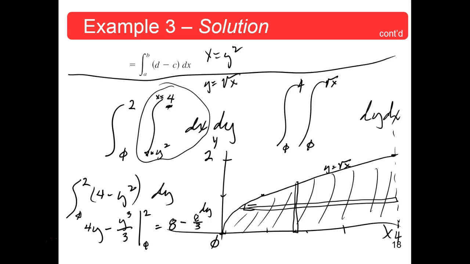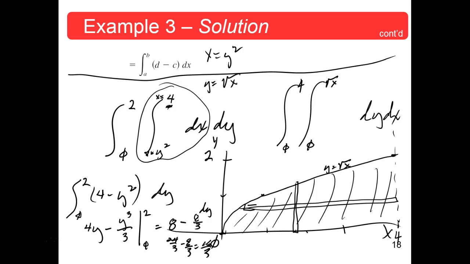Well, 8 is 24/3, right? The least common denominator would be 24/3 minus 8/3 is what? 16/3.